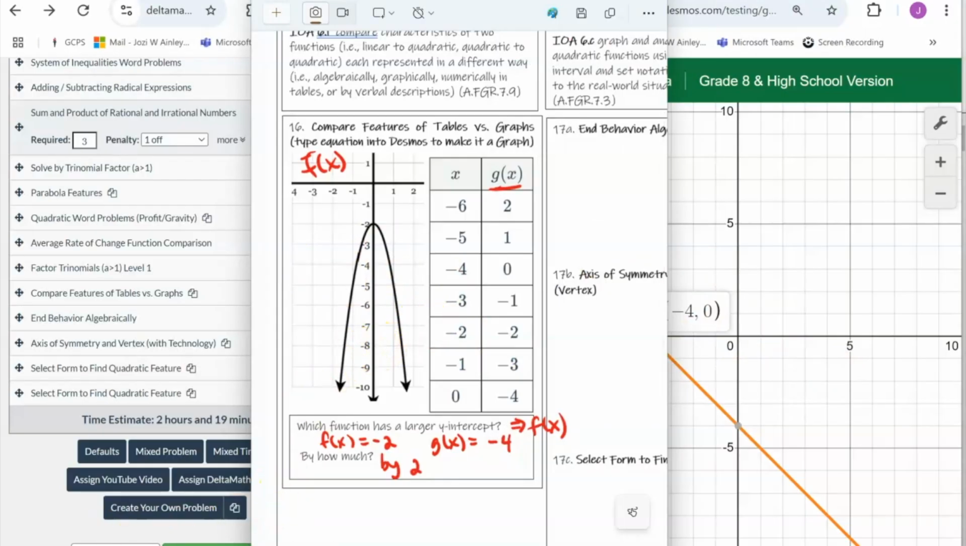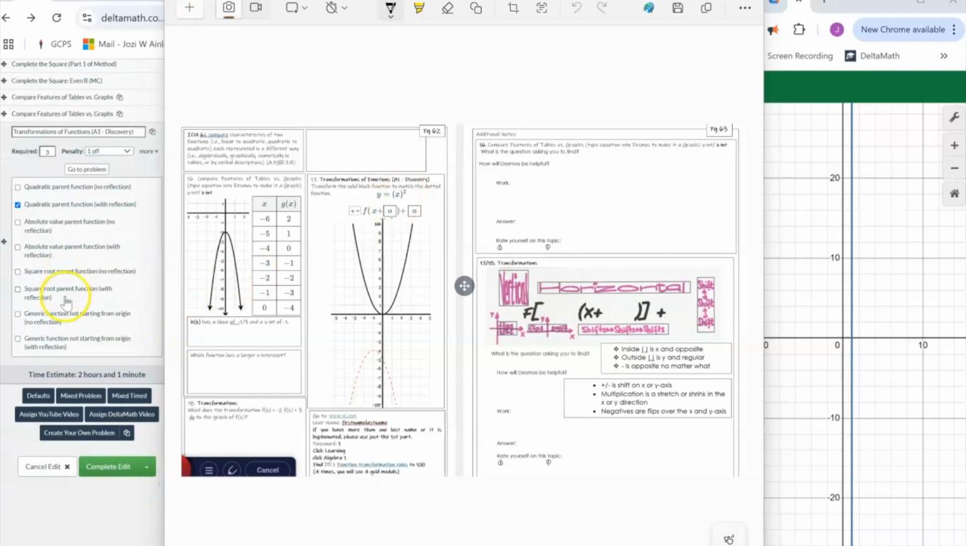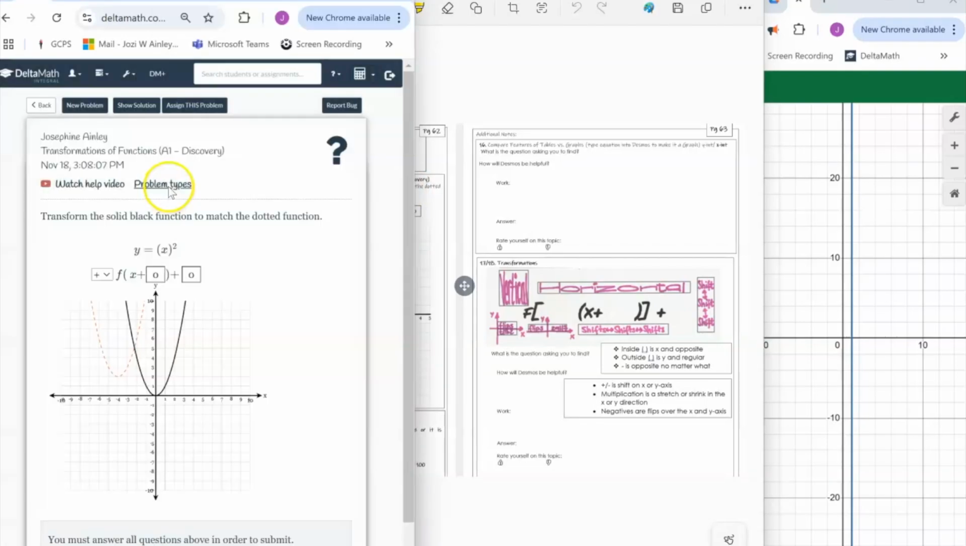Let's practice. All right, so I want to take a look at transformations. Question 17 and 18 are transformations. I'm going off the assumption that you've watched the previous video that talks about what all of this means. If you haven't, please go and watch the video that talks about inside and outside. I am going to quickly recap it here, but not teach it in depth. Okay, so looking at question 17, this is the DELTAMATH one. So quadratic with reflection.